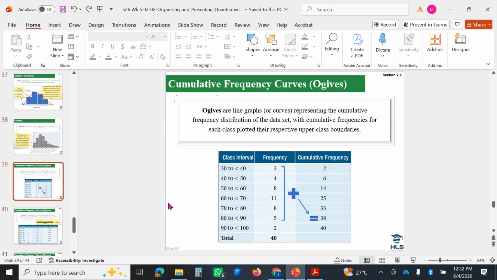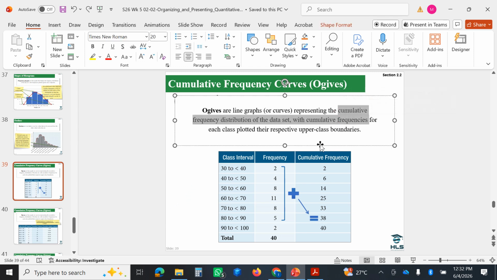Ogives are line graphs or curves representing, remember that cumulative frequency, right? You row 1, you gather that stone, take it to row 2, gather those 2 stones, go to row 3, gather, you know what I mean? That's that cumulative frequency. And it's a really neat graph that shows you in a split second where the majority of the data is. So you have a look here at this one.